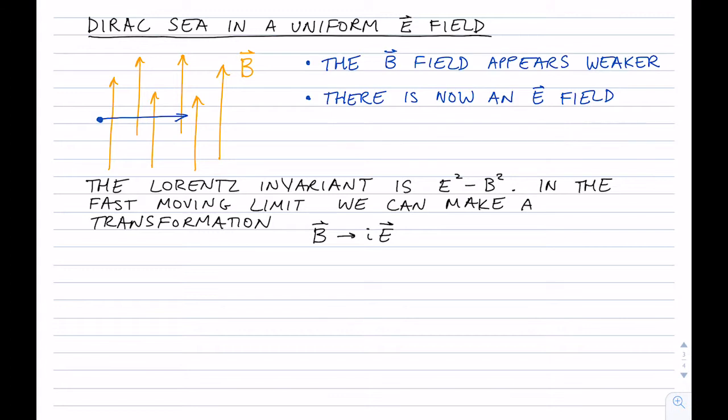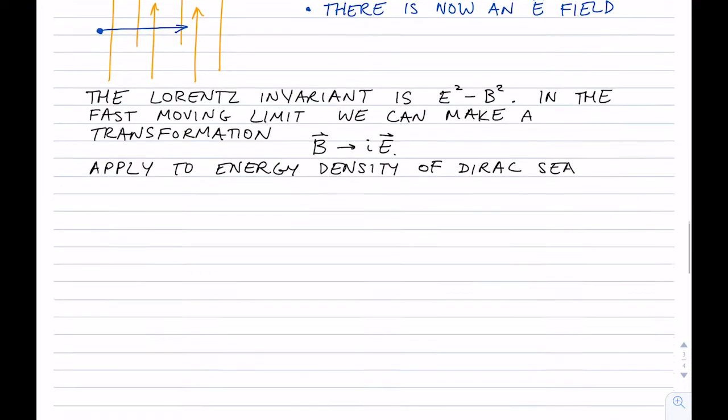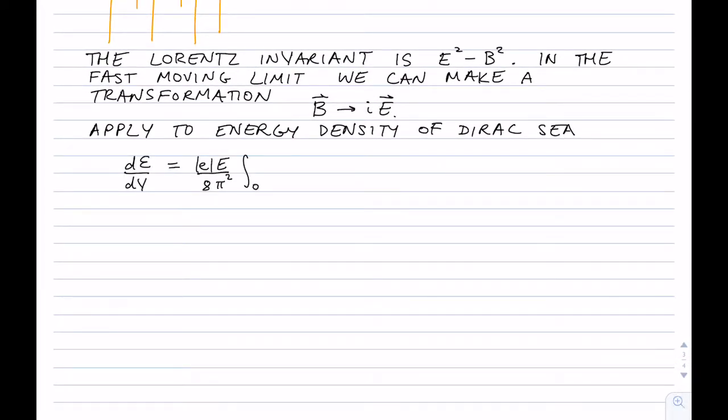And it could be minus IE as well. Either way, it doesn't really matter. So what we're going to do is make this transformation to the renormalized energy density of the Dirac Sea in the uniform magnetic field that we already know. This transformation looks pretty much the same as it does for the magnetic field, but we need to worry about the factors of I, and in particular coth of IE is I cot.